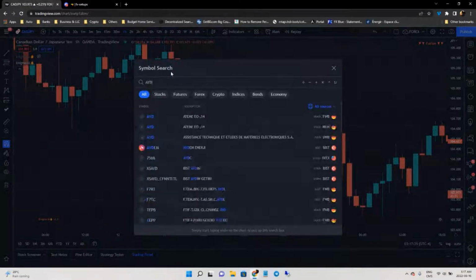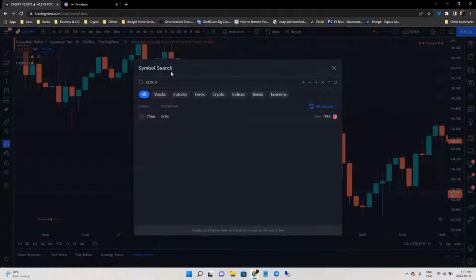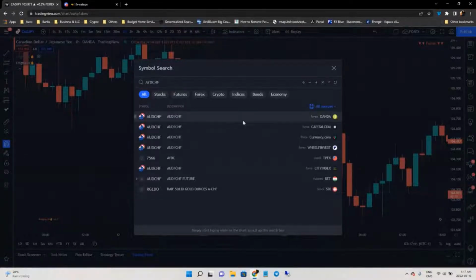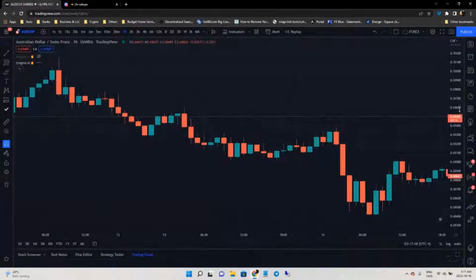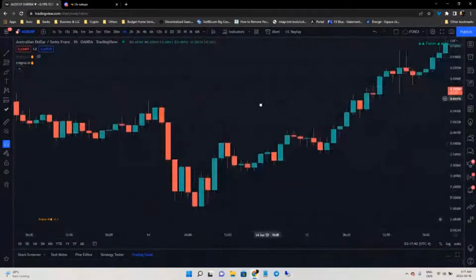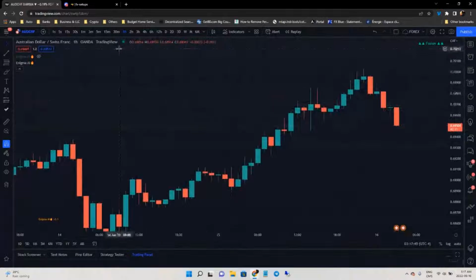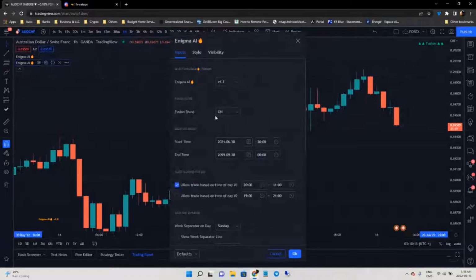So meanwhile, I'm just going to pull up DCHF. Perfect. And we do have two versions of Enigma. We have the version 1.0 and 1.1. The first one that I have here is a 1.0 and 1.1, and I'm just going to put the fusion off on both of them.